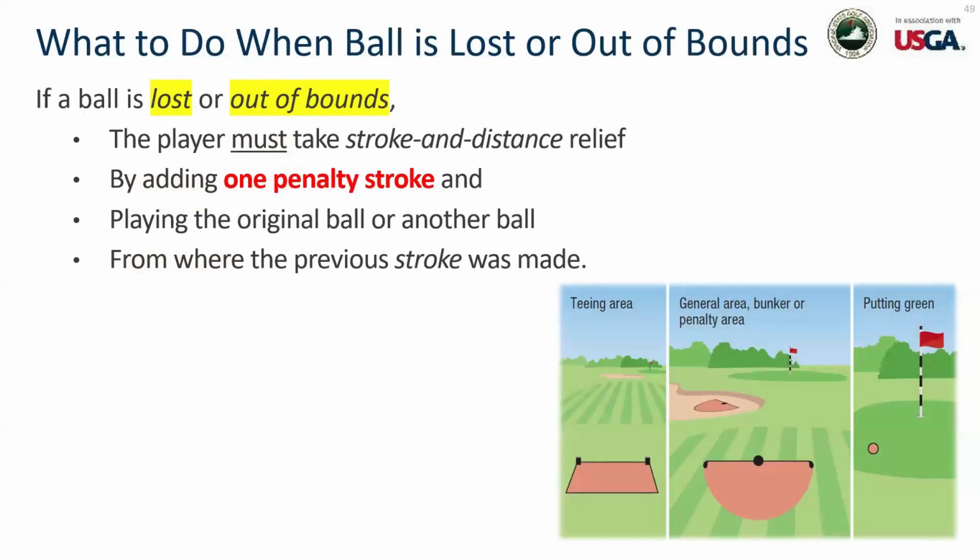What do we do when our ball is lost or out of bounds? Well, the rules say your only option is really stroke and distance. We have to go back to where we last played from, and we've talked about this throughout the last two rules, so we won't cover this again, but it is one penalty stroke, and you must use the stroke and distance option. You can play the original ball if you do find it after that 3 minute mark, or if it is out of bounds and you can reach it, or you can use a different ball, no problem there.